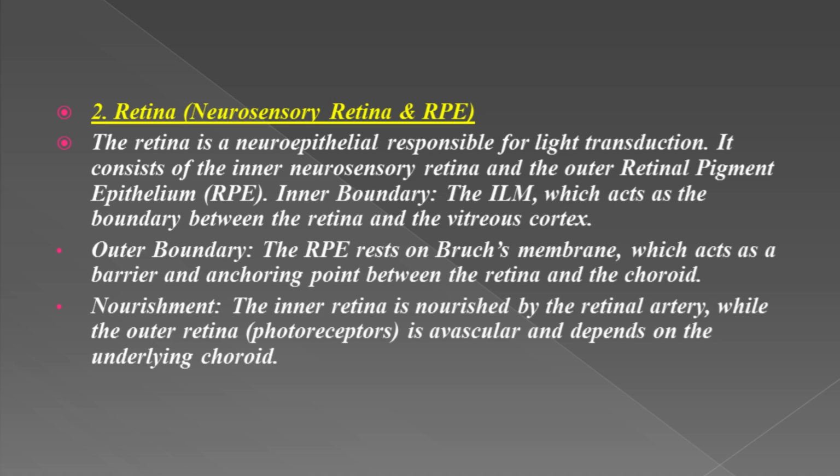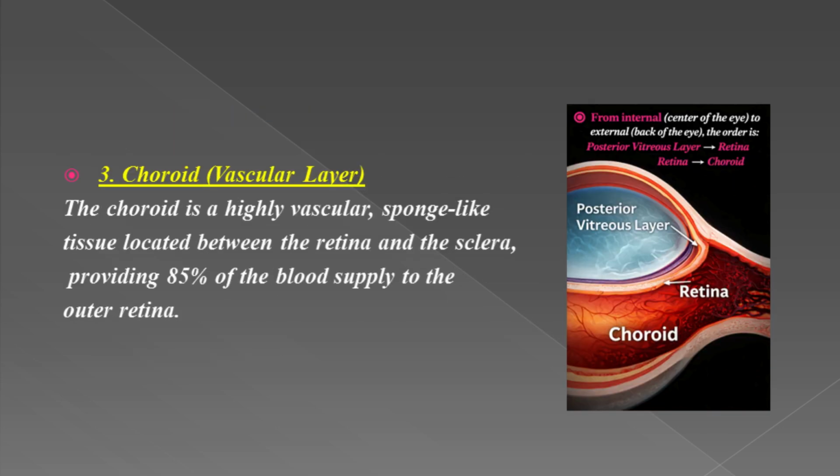The inner retina is nourished by the retinal artery, while the outer retina, which is the photoreceptors, is avascular and depends on the underlying choroid. The choroid is a highly vascular, sponge-like tissue located between the retina and the sclera, providing 85% of the blood supply to the outer retina.